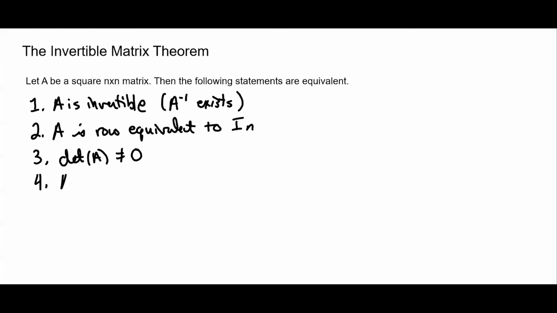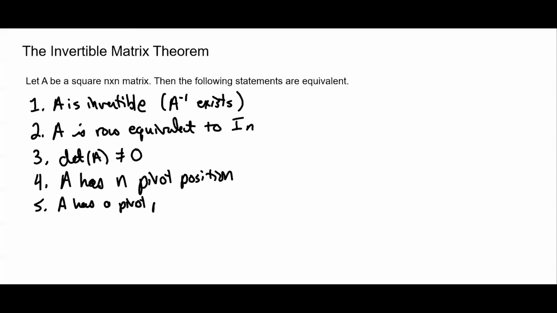So A has n pivot positions. If A is invertible, it's row equivalent to the identity matrix that's n by n. That means there's a pivot position in every row and every column. Right? We could say that too. A has a pivot position in every row and every column.